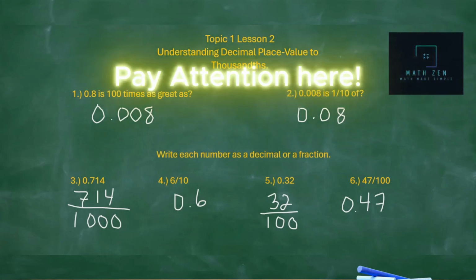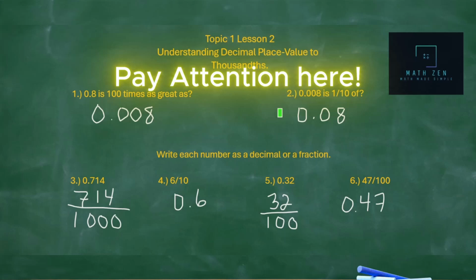So for number 1, it says 8 tenths is 100 times as great as. The way you should think about that in your head is that all this is telling you is that 8 tenths is 100 times bigger than what mystery number? Well, that mystery number has to be 8 thousandths.